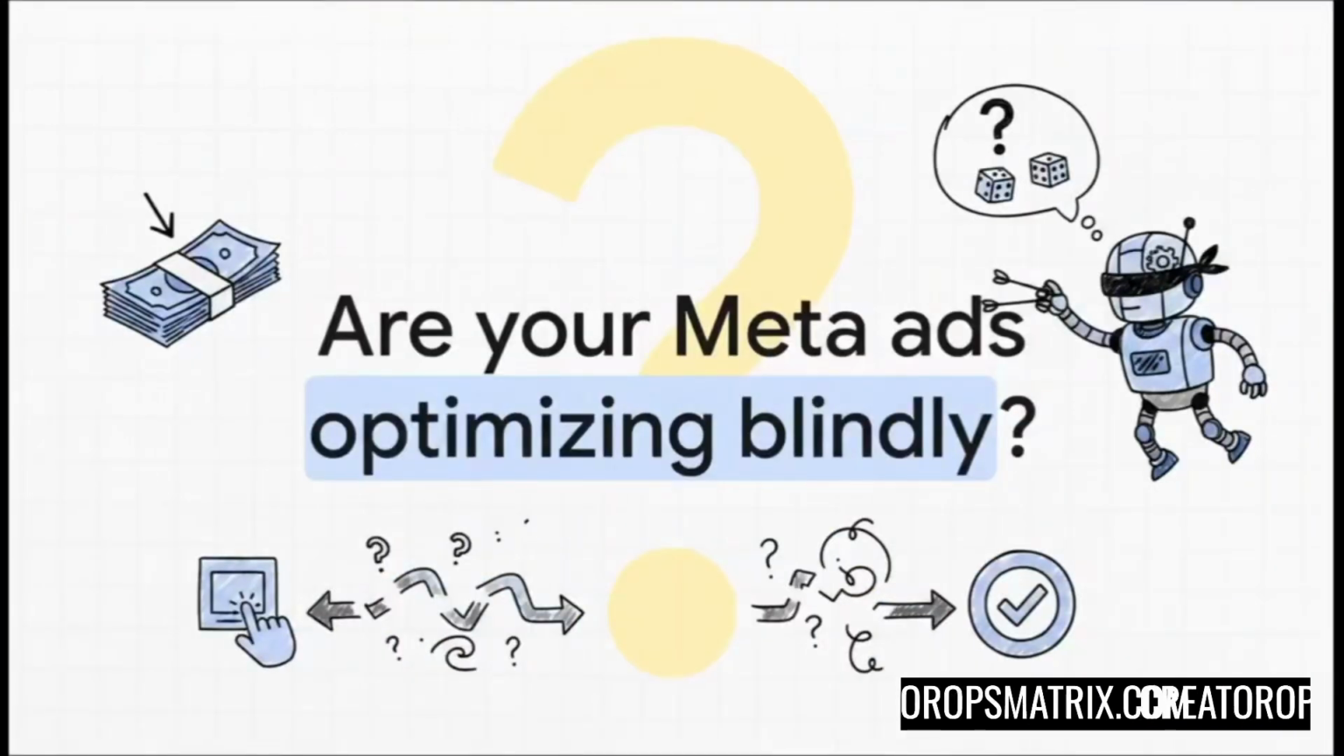Are your Meta ads optimizing blindly? Because if you're struggling with poor ad performance, there's a very good chance your algorithm is running completely in the dark. You could be spending thousands of dollars, but if Meta can't connect your actual conversions back to the people who clicked your ads, all that budget is just being optimized based on pure guesswork.